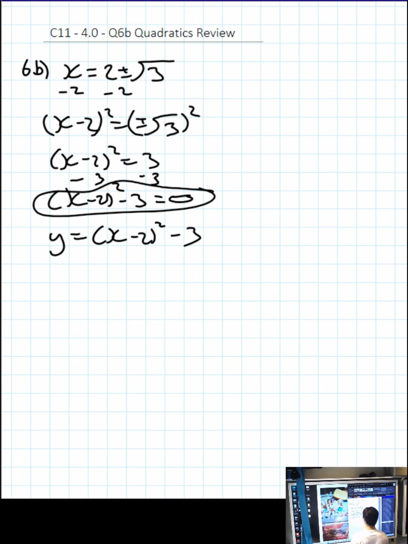Getting very comfortable. We're always looking for x-intercepts. If y is 0, we put 0 in for y. If the thing equals 0, we can just say y equals, and that is the function that we get.